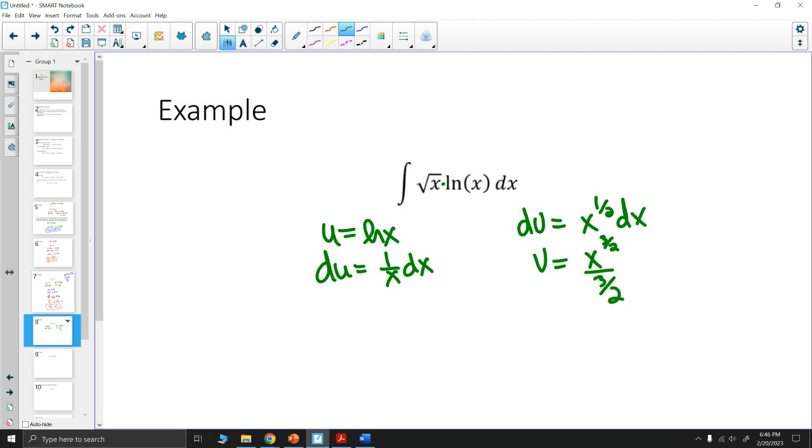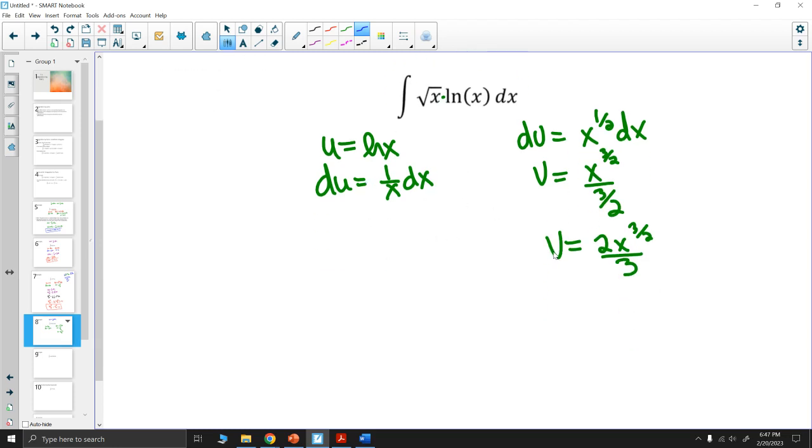Okay, so now we can simplify this a little bit. It's like saying times 2/3. So 2x to the 3/2 over 3, that's our v. Okay, so again, uv minus integral v du.